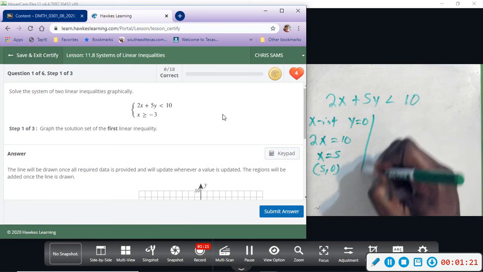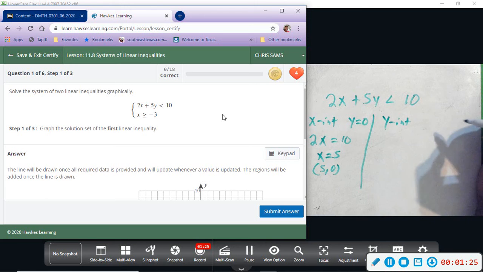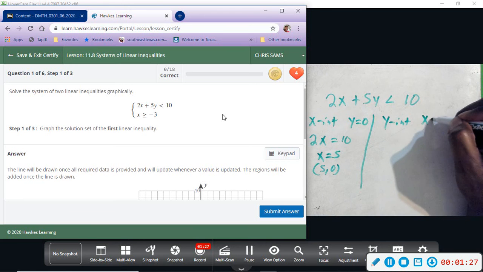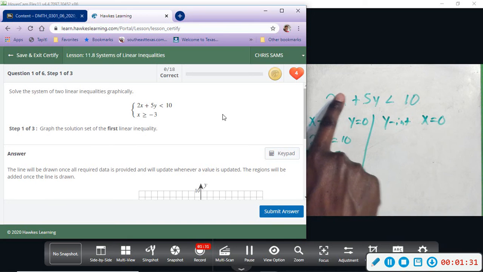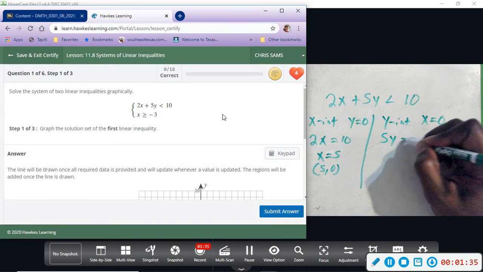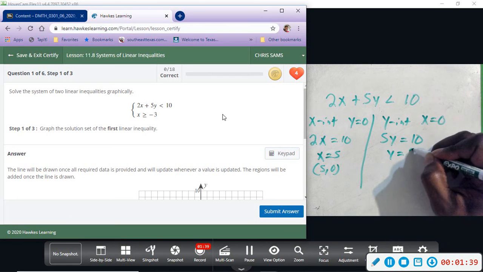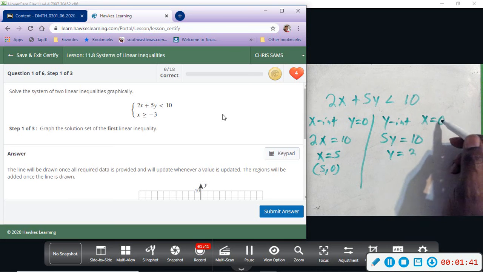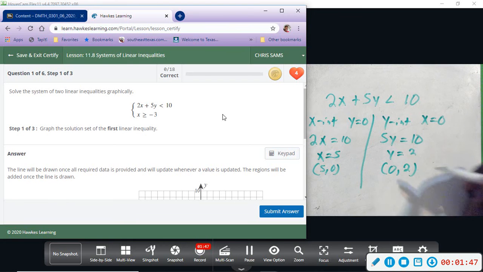Alright, we're going to find the y-intercept. This time x is 0. So if I plug in a 0, 2 times 0 is 0. The term goes away. We just have 5y equals 10. Divide by 5, and we get y equals 2. So as an ordered pair, x is 0, y is 2. So we get the ordered pair (0, 2).